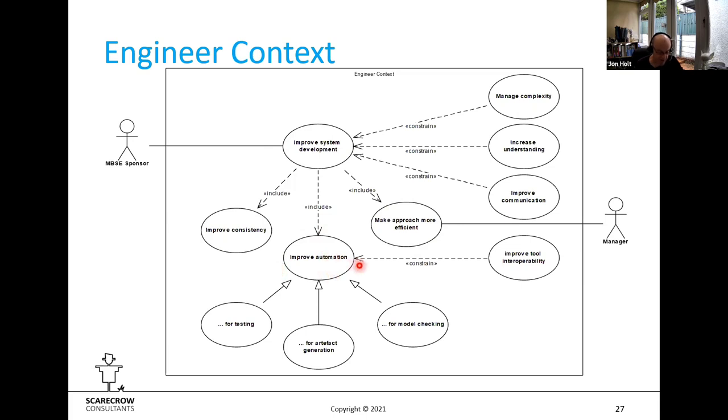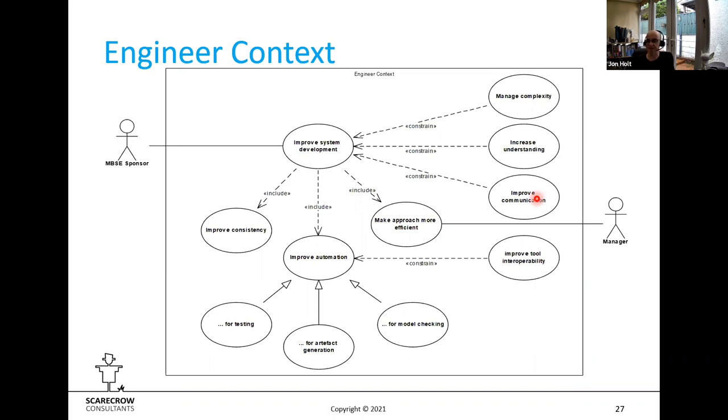And automation, what do we mean by that? Things like automation for testing, automation for artifact generation, automation for model checking, for example. The manager might be interested in making the approach more efficient, and certainly the MBSE sponsor would be interested in improving the system development. And we've got three constraints coming in here, three ways that we can limit improving the system development. And these are managing complexity, increasing our understanding, and increasing the communication.